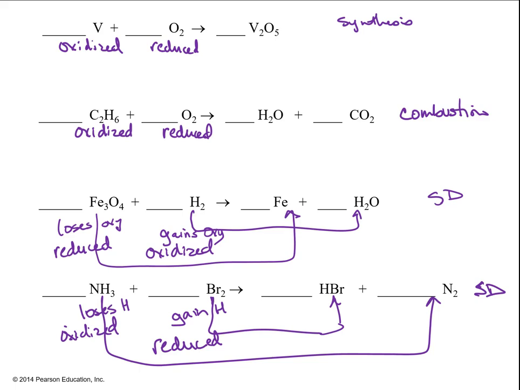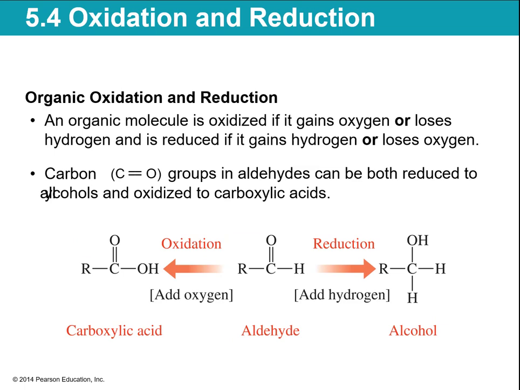And then the last one. The last one is, again, a single displacement where it's swapping hydrogen. So when you start off, see how Br2 is all by itself, but on the product side, Br2 now has a hydrogen. So Br gained hydrogen, which means that it's reduced. And then if you look at NH3 and follow nitrogen on the product side, you see that it loses its hydrogen. That's why it's oxidized. Okay, so I encourage you to practice those.